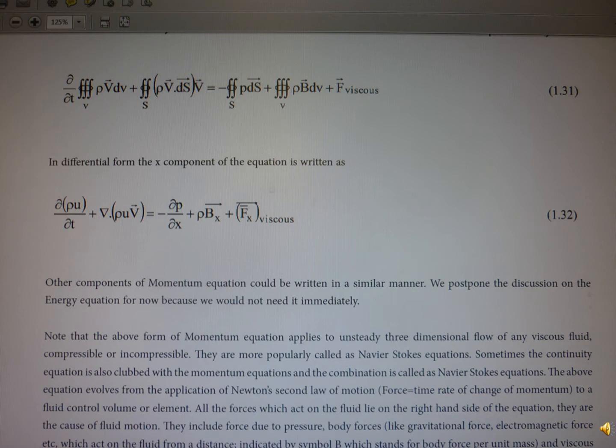Now, for the momentum equation, del rho u by del t plus del rho u V is equal to minus del p by del x plus rho f_x.